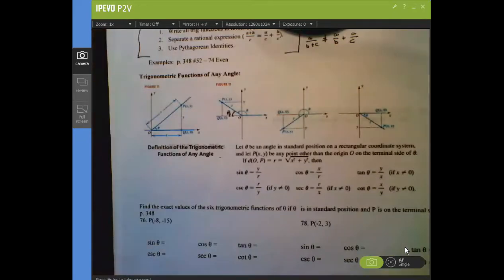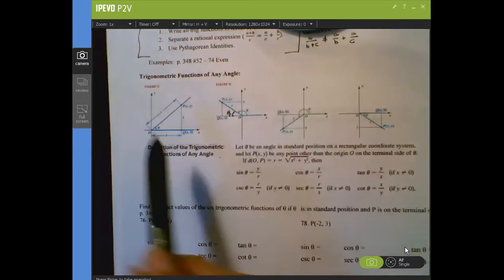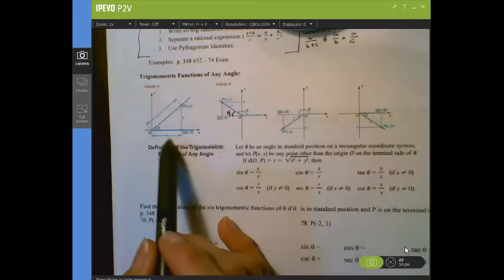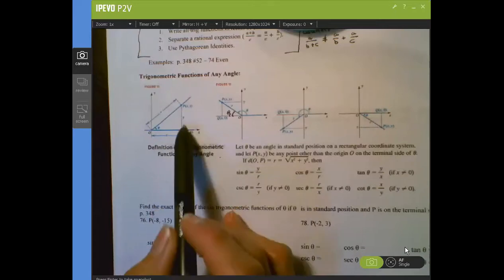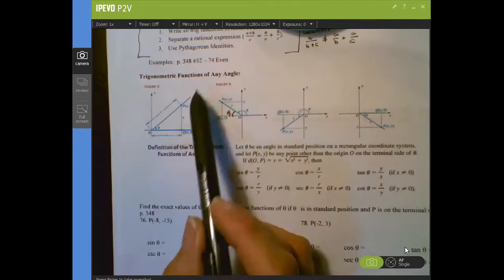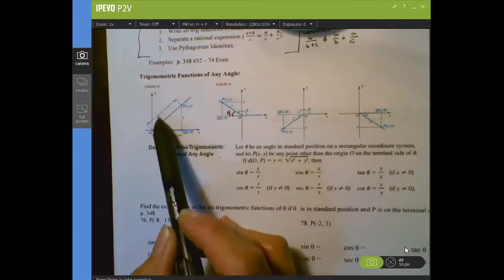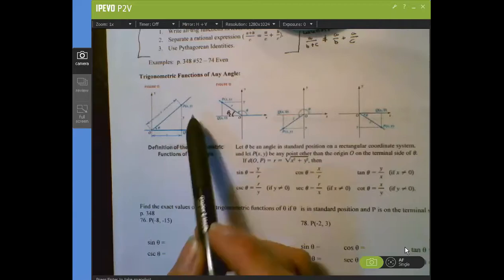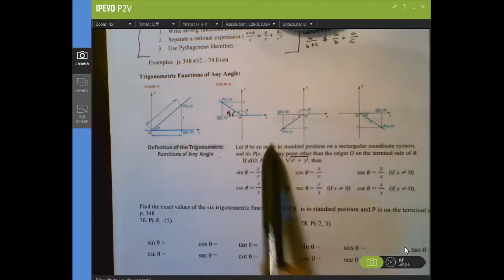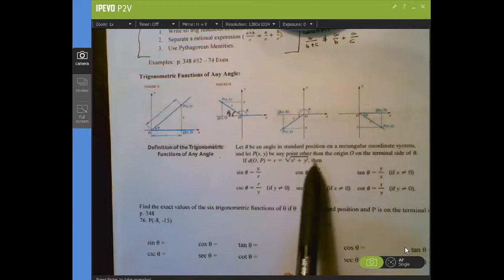Now, one other thing to point out is that if my horizontal distance is x and my vertical distance is y, then I can find r with the Pythagorean theorem. R squared would be x squared plus y squared. So r would be the square root of x squared plus y squared.